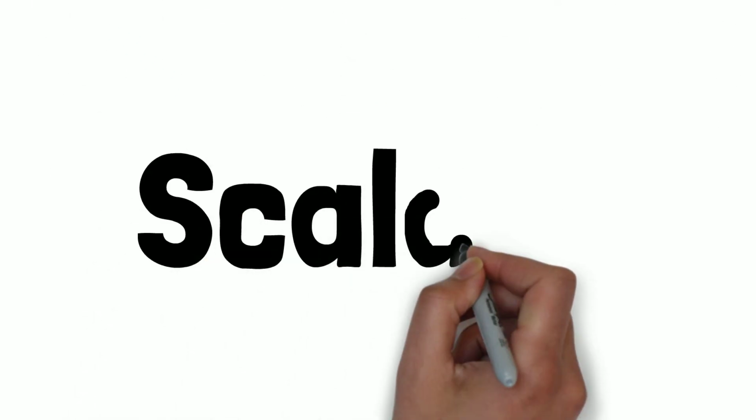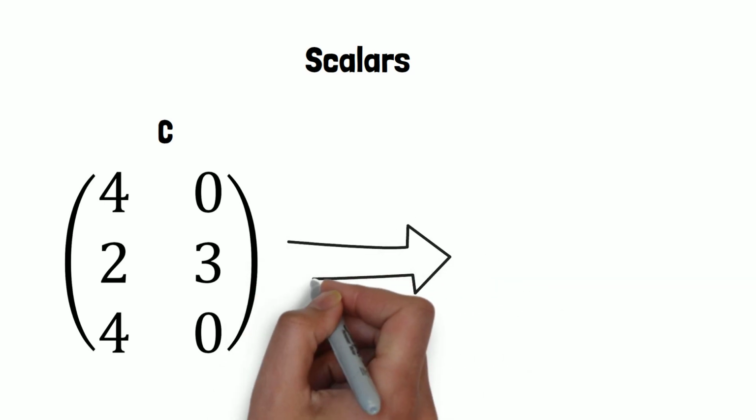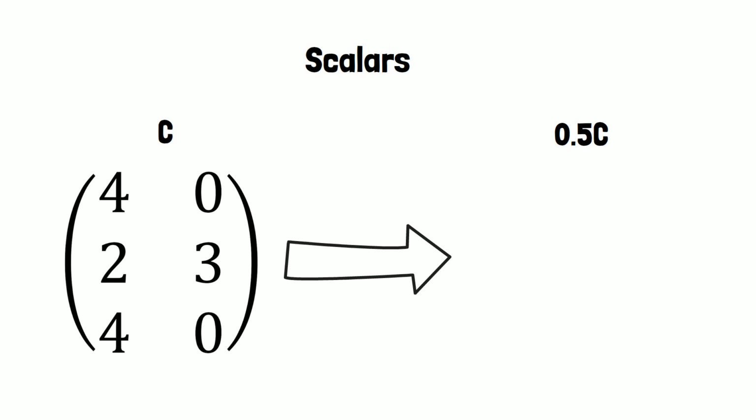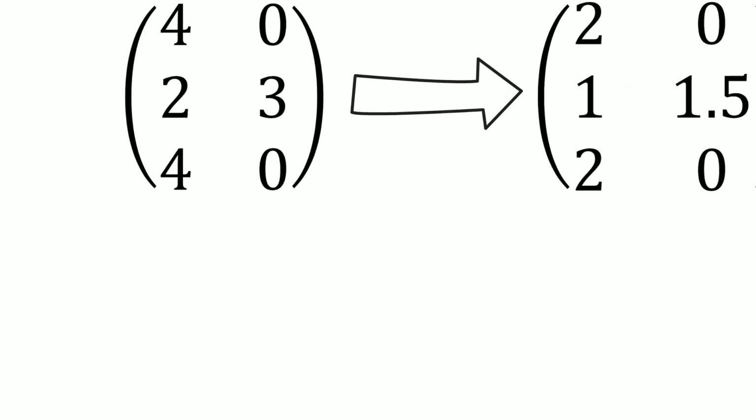As I said earlier, we can also multiply a matrix by a scalar. This is not very difficult. Let's go back to matrix C, which we have used before. We are going to find 0.5C now. This is just half of matrix C, so all entries in matrix C are divided by 2. We find 0.5C, which is this.